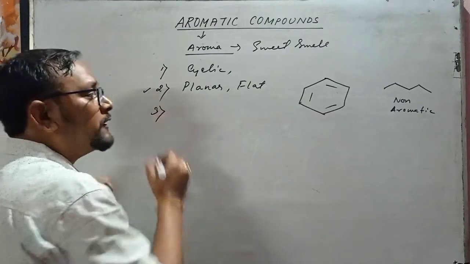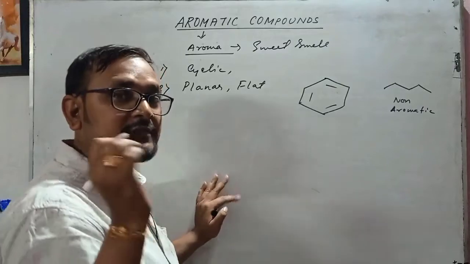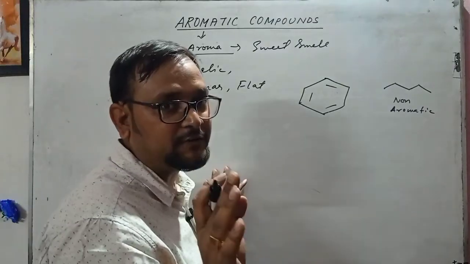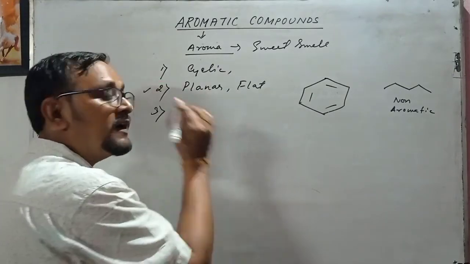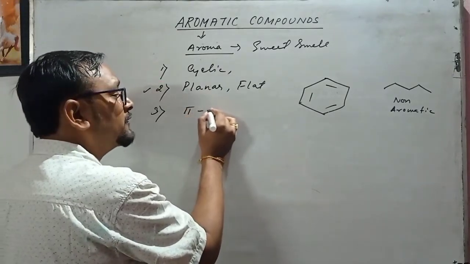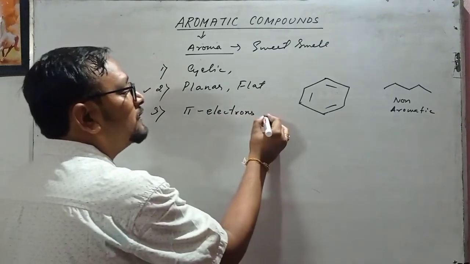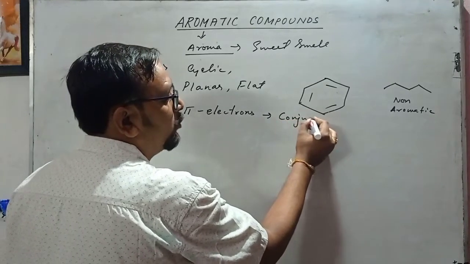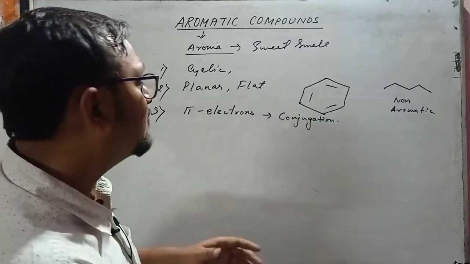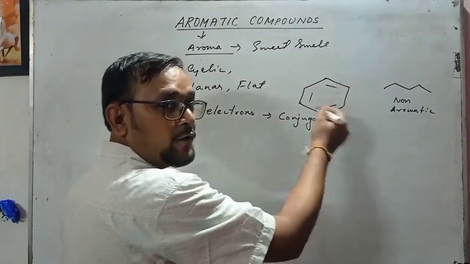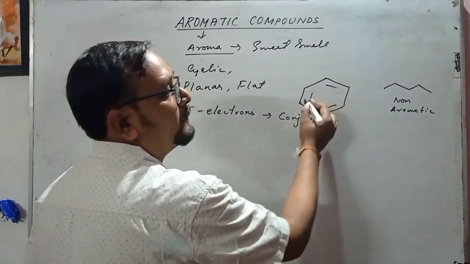Now the third important point is there. You can already see that I have given some double bonds. So these double bonds resemble pi electrons. They must have pi electrons, but that too in conjugation. Now what does that mean? Here you can see this compound, this is an aromatic compound. I have drawn the structure of benzene here. This is an aromatic compound.